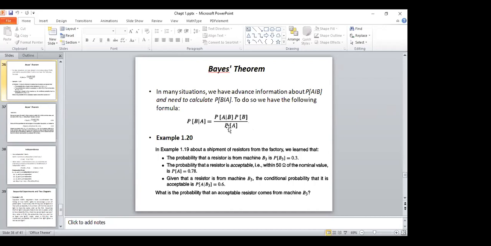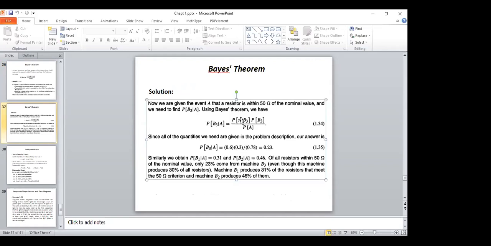We have P of B given A equal to P of A given B into PB by PA. That was there, and we talked about example 1.20. From the previous example 1.19, we had found some values, that is PA, and then PB3, and PA given B3, which we knew from the previous example. Now in this example they wanted to find P B3 given A, and from the Bayes theorem we can directly find it, because all these three values we know from the previous example, and then we can easily find the probability of B3 given A.